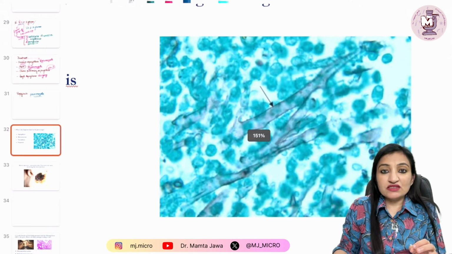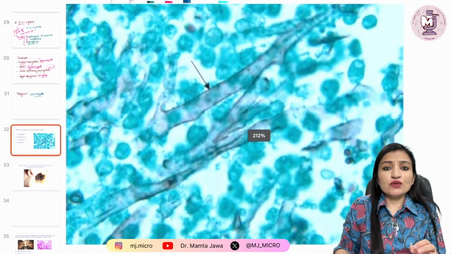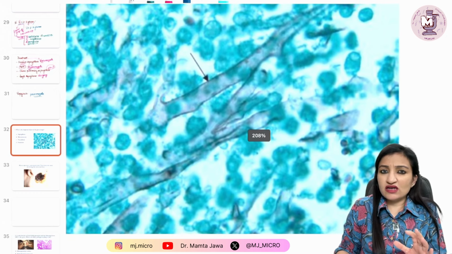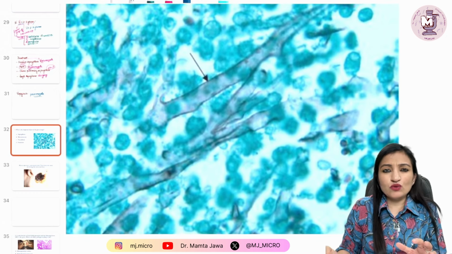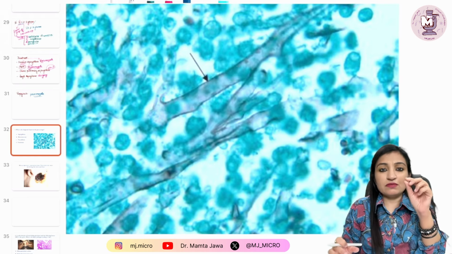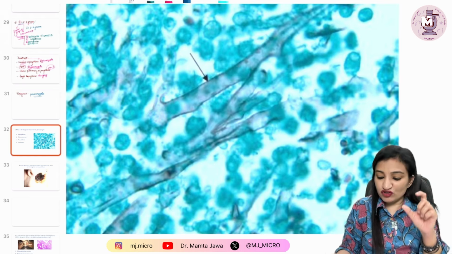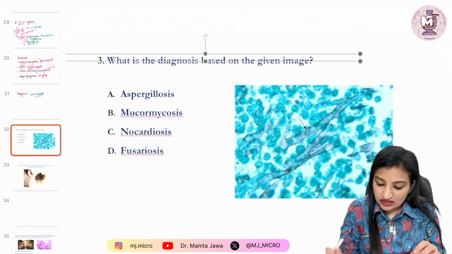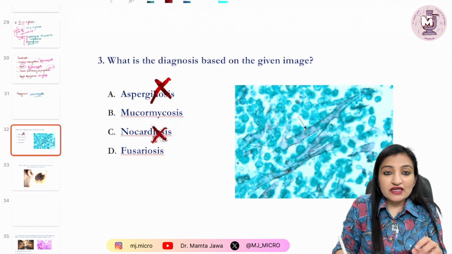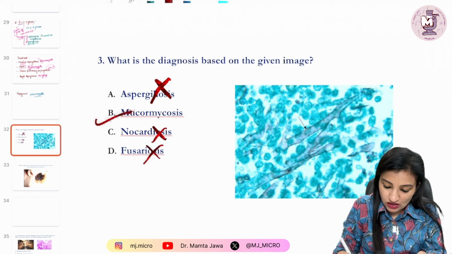Now, next question. What is the diagnosis based on the given image? Now, let me just zoom the image for all of you. So you can see, what is this arrow pointing towards? You can see hyphae. There are no septae, and they don't have a very uniform diameter. They're broad, and they're ribbon-like. They're broader than the Aspergillus hyphae which we saw before. Okay? So what is this? This is definitely not aspergillosis. This is not nocardiosis or fusariosis, it is mucormycosis.